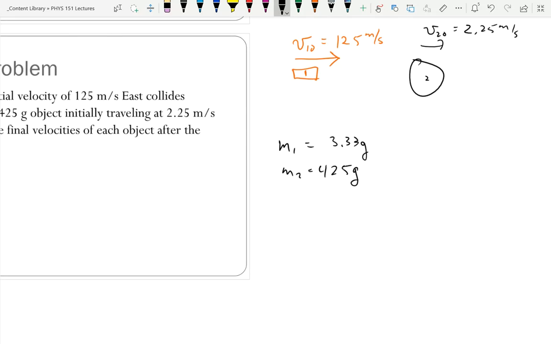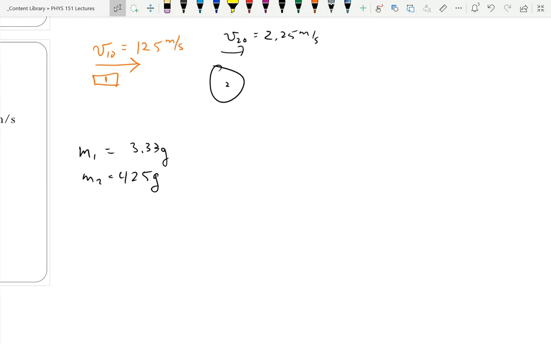So there I have everything before the collision. Then I have the collision, and if they collide elastically, what do you expect object 1 to do? Slow down? I expect it to bounce back because it's so much lighter. So I'm going to put here velocity 1 final. And what's going to happen to object 2? It's going to speed up a small amount, right?